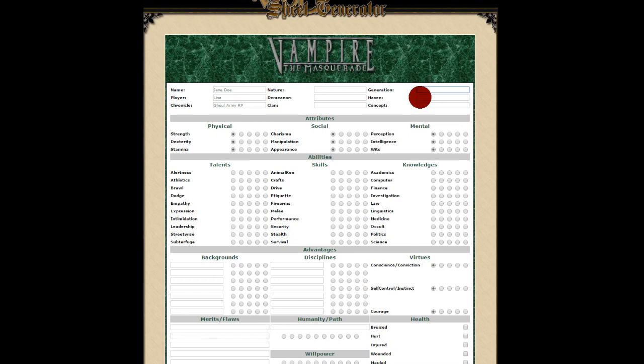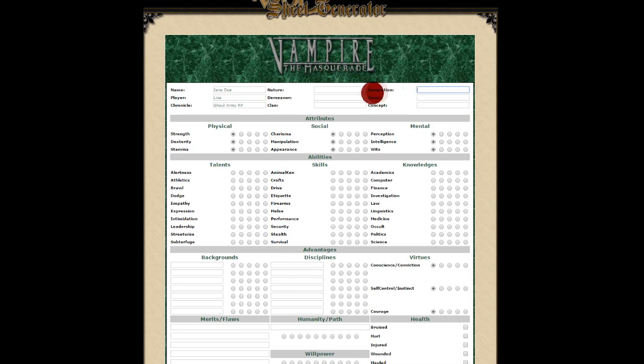Now, most people start out at generation 13 because they were sired, embraced, turned into a vampire by someone who is generation 12. But okay, so it goes down. I'm really bad at explaining this, but if a vampire that is generation 10 embraces you, you'll be 11. If someone who is generation 12 embraces you, you will be 13. You start out at 13, everyone does, but you can put in points to go higher if you want.